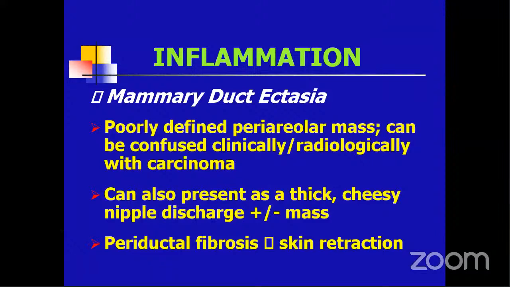So it could present as a thick cheesy nipple discharge with or without a mass and would present with skin retraction. That's why malignancy is a close differential. Hence, the need to know the differences between a mammary duct ectasia and malignancy and normal inflammation. Okay?